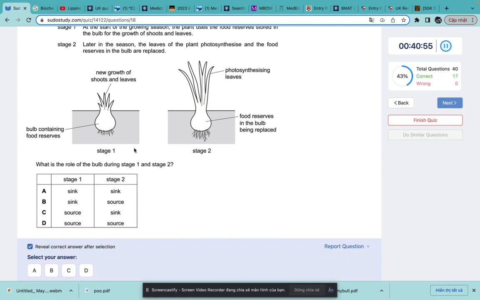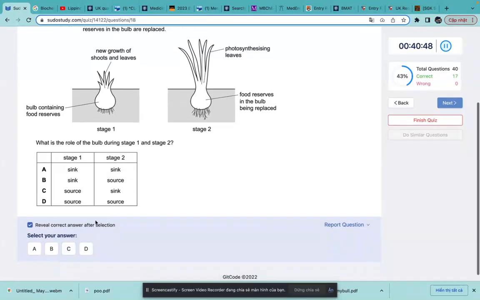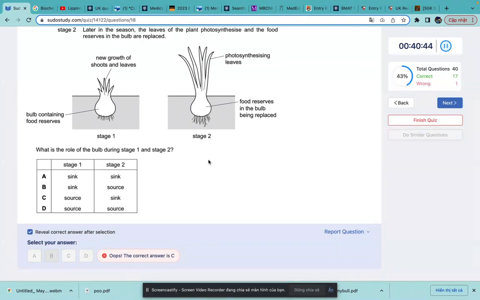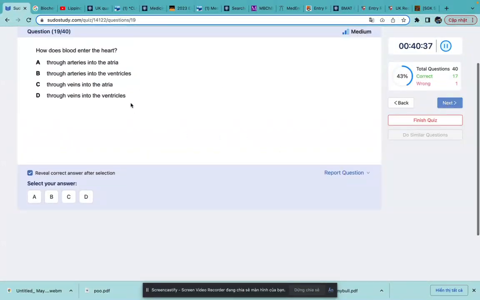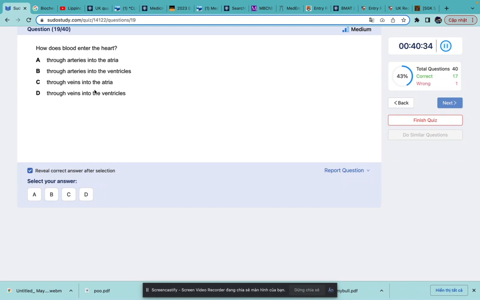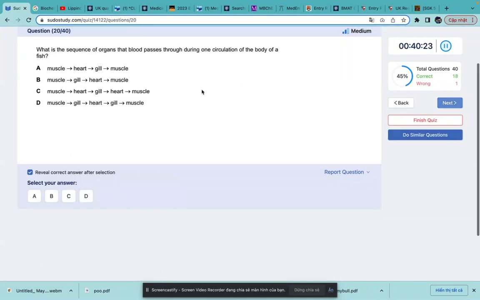So row the bubble stage 1. This would be the sink, and this would be the source. It would be B. Oh, see? Oh no, source here and sink here. I always get confused with sink and source. So annoying. How does blood enter the heart? Blood enters the heart through veins into the atria.